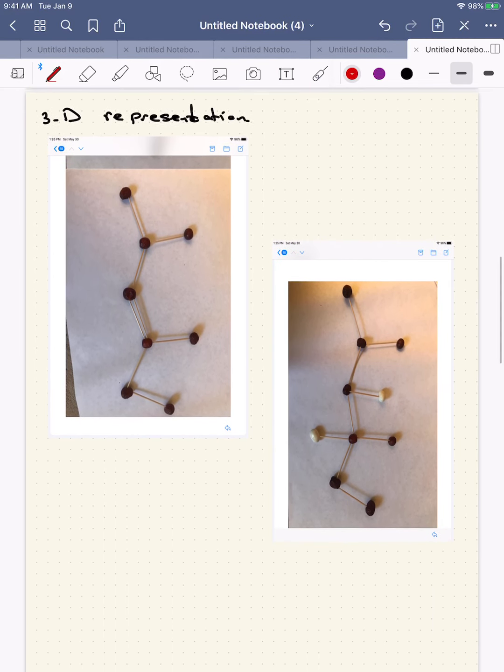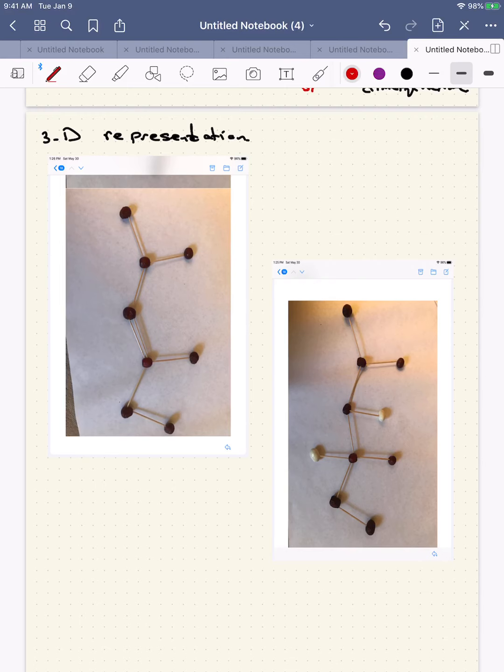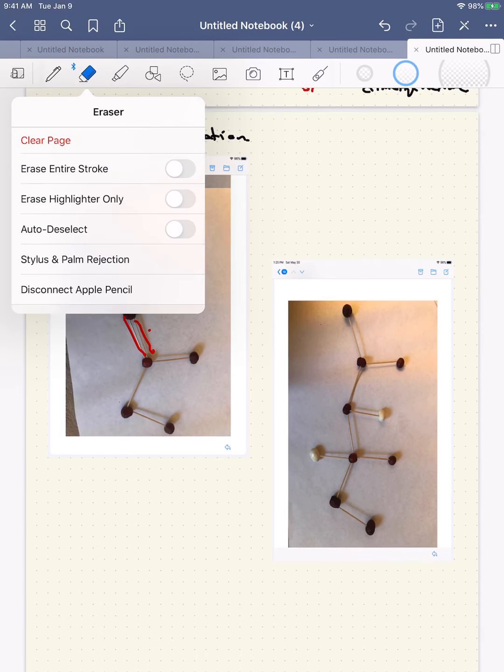Finally, the 3D representation. This was my alkene. The double bond is right here. If you notice, there are 2 toothpicks here to resemble that.